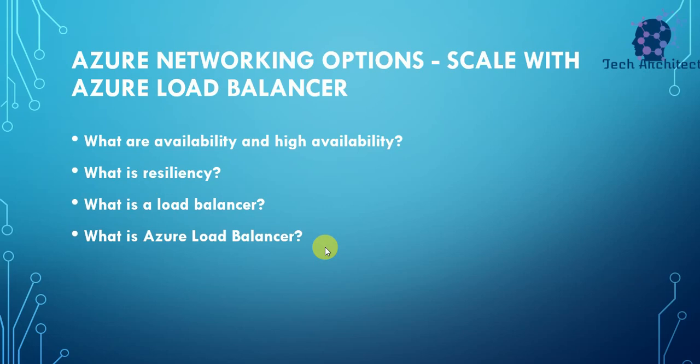It supports inbound and outbound scenarios, provides low latency and high throughput, scaling up to millions of flows for all Transmission Control Protocol and User Datagram Protocol applications used for incoming internet traffic, internal traffic across Azure services, port forwarding for specific traffic, or outbound connectivity for VMs in your virtual network.